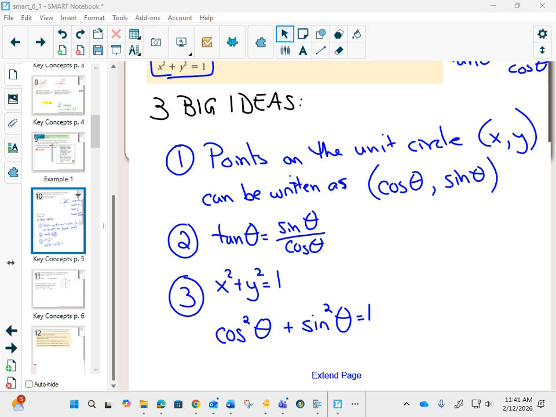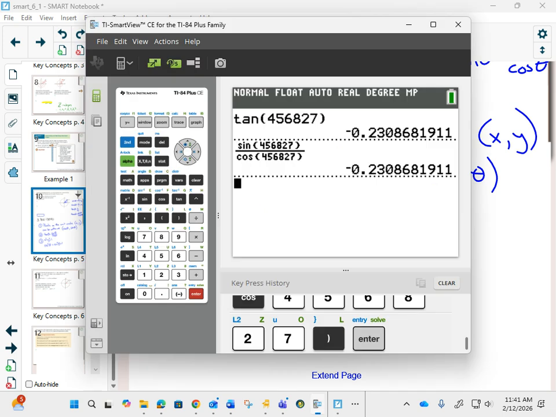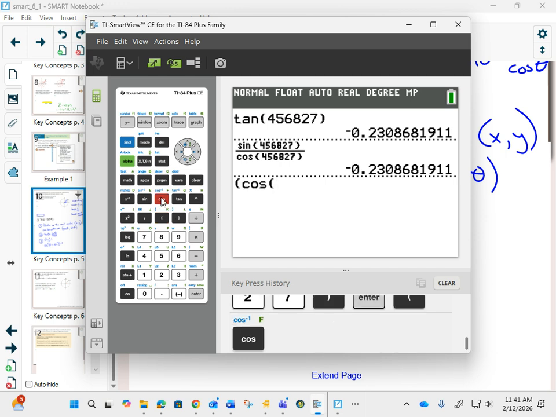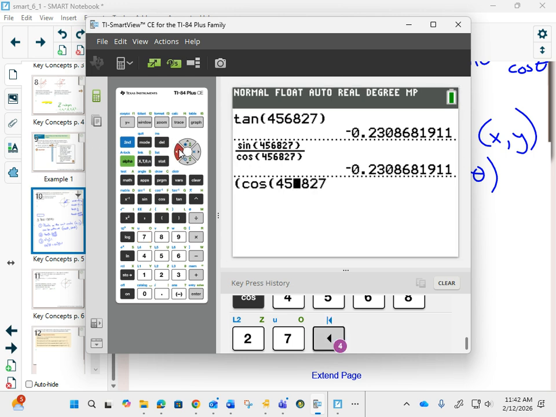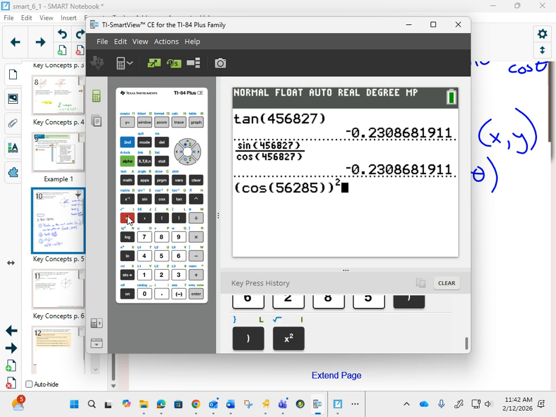Let's double check this. Let's take out the calculator again. The calculator doesn't let me, I have to put it in brackets. Well, let's use a different number, because you might think that 456,827 is just magical. You want to pick another random number between 1 and a million? 56285. So I put that whole thing in brackets and I squared.